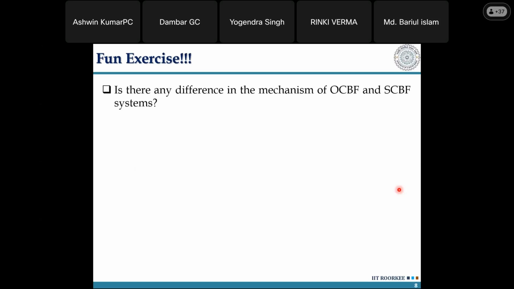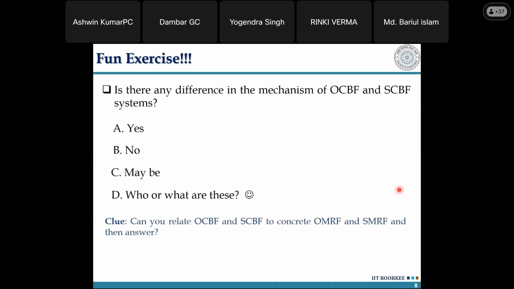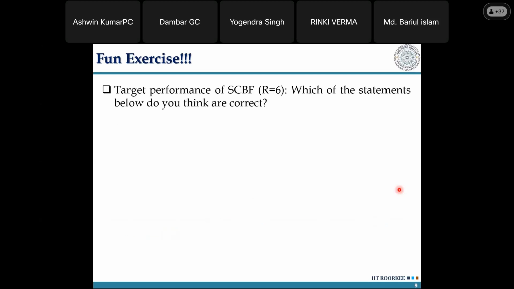Is there any difference in the mechanism of OCBF and SCBF systems? Like we discussed, OCBF and SCBF compare to OMRF and SMRF, whether you want to compare with steel or RCC, it is the same. The mechanism remains the same. It is only that we give some additional, special detailing in the system, such that it undergoes more deformation. It is generally given in a high seismic region. SCBFs are in a high seismic region. So we give detailing such that the system can undergo more nonlinear deformation and appropriate rotation accordingly. Now, target performance of SCBF: R is equal to 6.